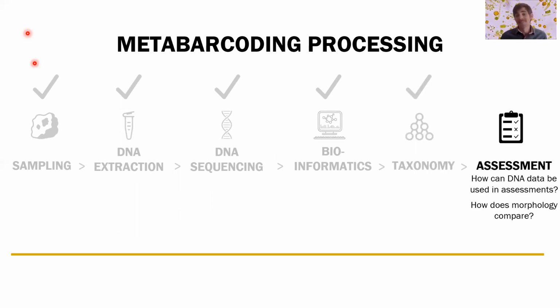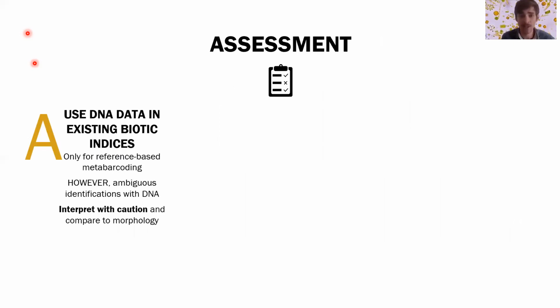So what does all of this mean for our final assessment? We saw that there's variability within each of these processing methods, but how well can diatom DNA be used in environmental assessments, and how does it compare to morphology? So one way that we can use diatom DNA in assessments is that we put them in existing biotic indices as is.